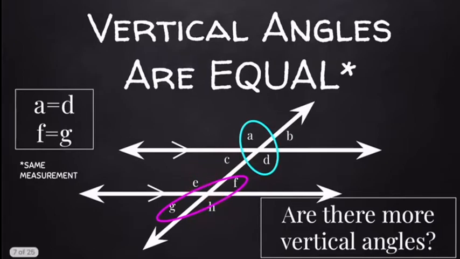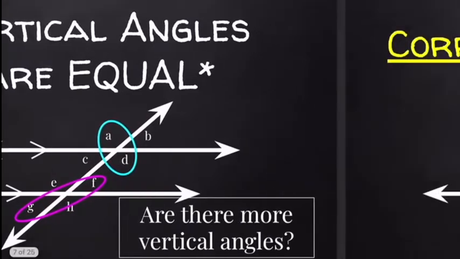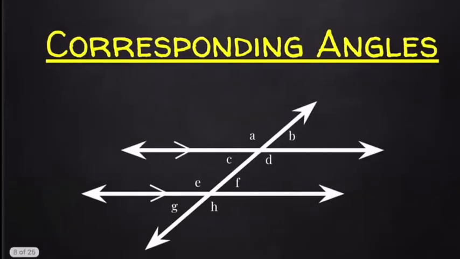Okay, so those are vertical angles. The measurements are equal. So let's go now to another type of transversal angle, which is called corresponding angles. Now imagine that this transversal is cut into two areas. So this is area 1 and this is area 2.